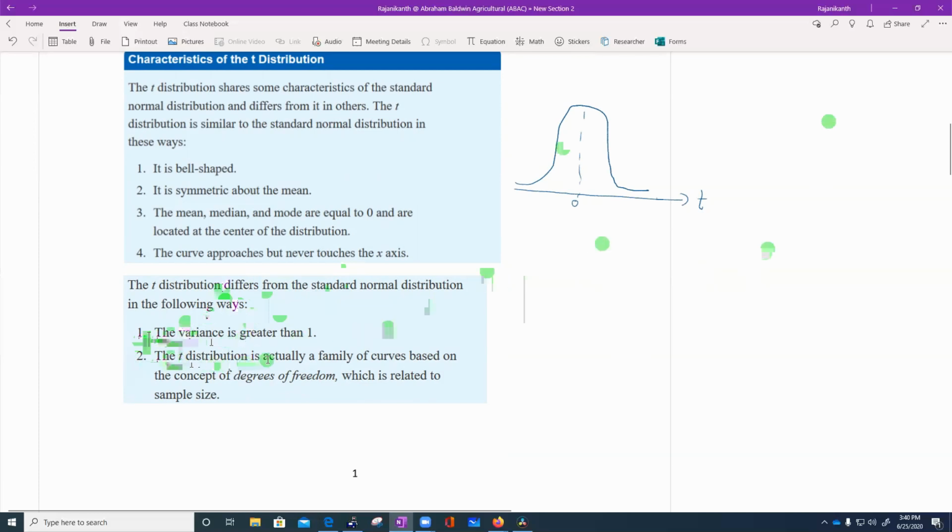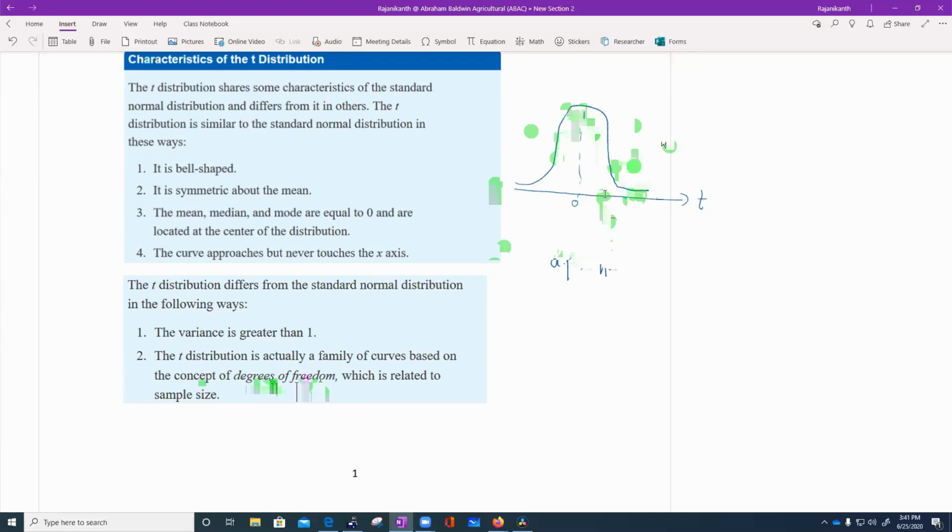The t distribution is actually a family of curves based on the concept of degrees of freedom. The t distribution curve always depends on the degrees of freedom. Degrees of freedom is defined by looking at your sample size. The degrees of freedom is just a number, and that number is given by n minus 1. That means the sample size subtract 1.